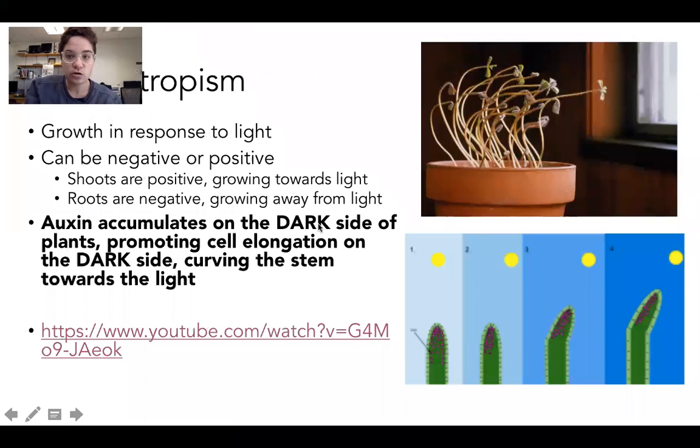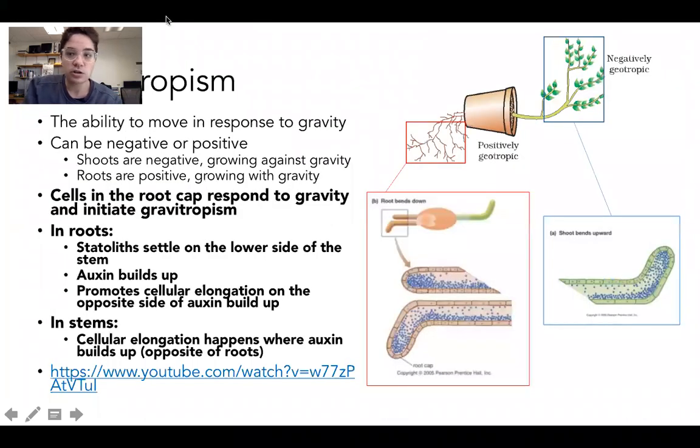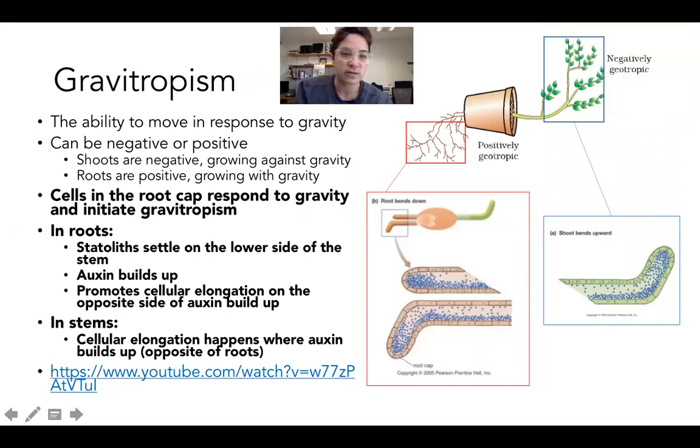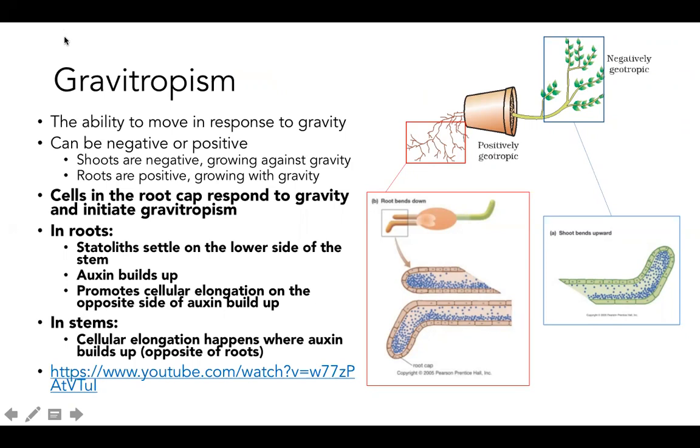Okay, so that is phototropism. And then we're going to go into gravitropism. So this will be basically like the first two experiments that you do. Gravitropism is the ability to move in response to gravity, and this can also be negative or positive. So it is the opposite here in comparison to the phototropism.